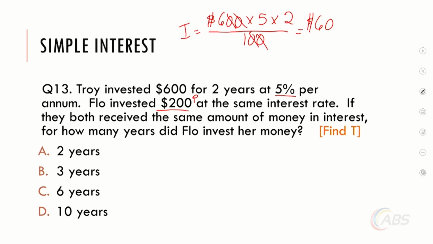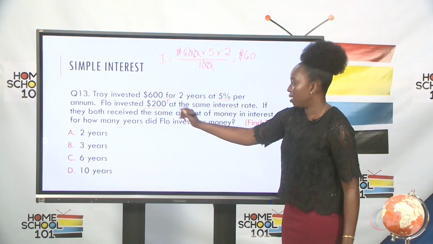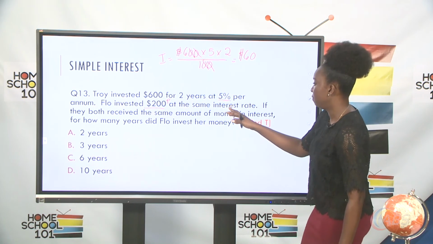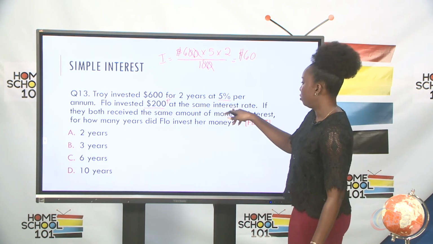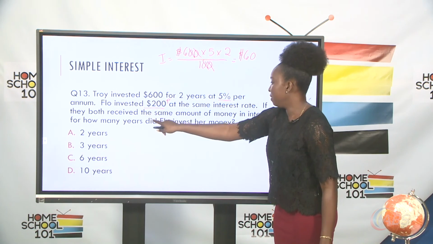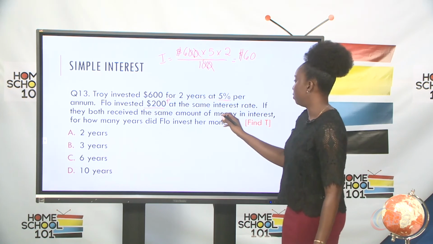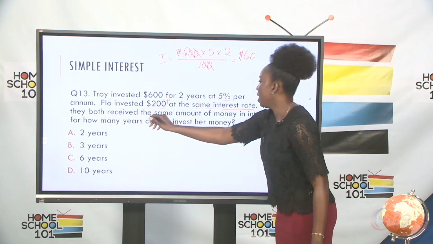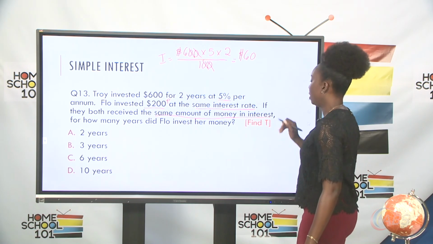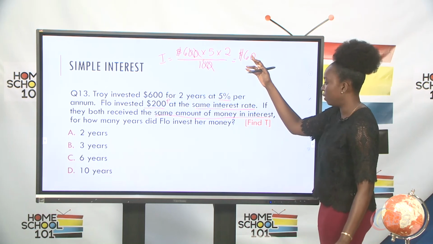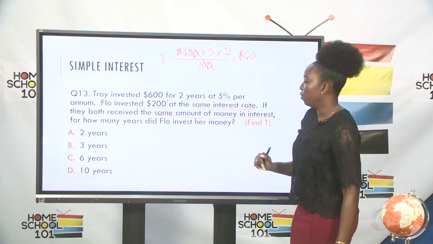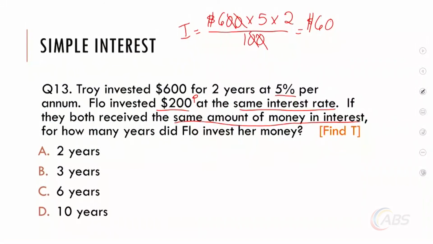And they did say that Flo, based on how much she invested, she did receive the same interest rate, and they received the same amount of money in interest. So same interest rate and same amount of money in interest. So that means her interest is also $60. So because we're finding time, and we know that time is equal to I times 100 over the principal times the rate.